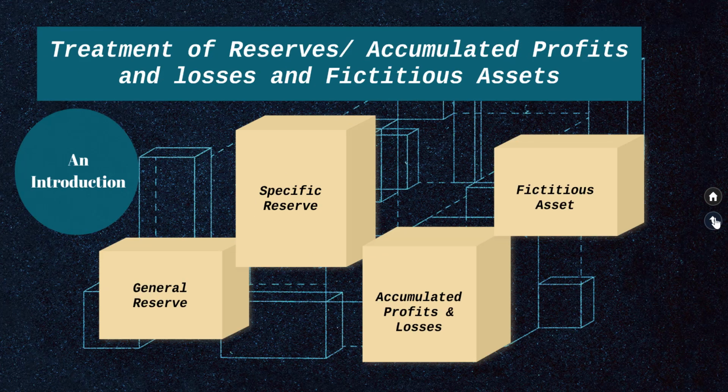So now in this introductory video, we learnt what general reserve means, what specific reserve means, what is the meaning of an accumulated profit and an accumulated loss, and how to distinguish between the two, and also the meaning of fictitious asset. In the upcoming video, we will see the two methods which have to be used while treating reserves, accumulated profits and losses and fictitious assets.